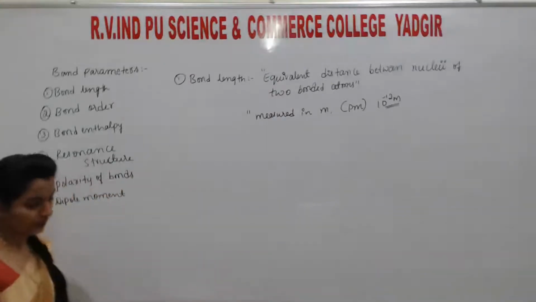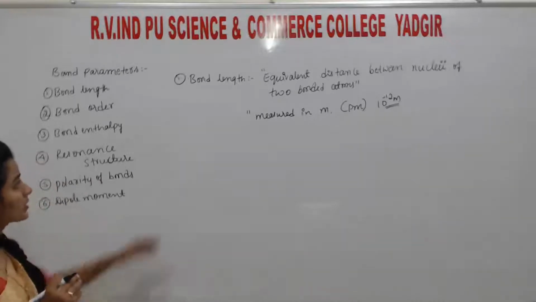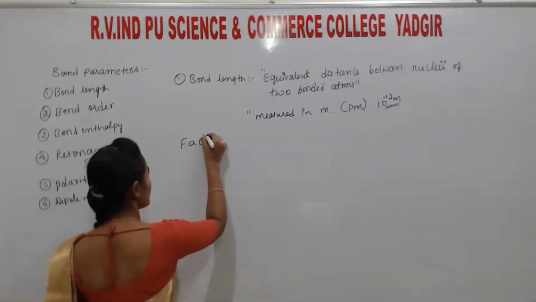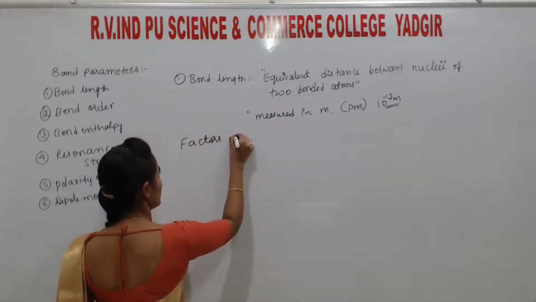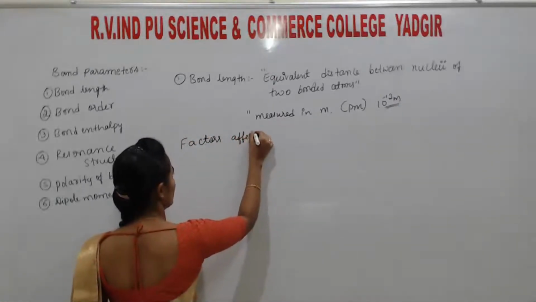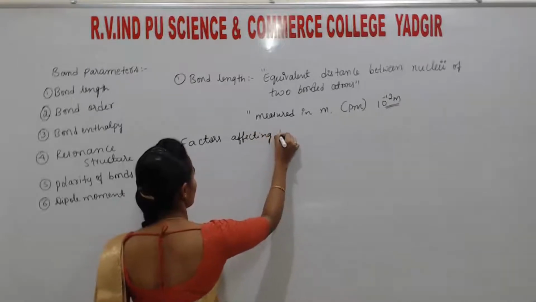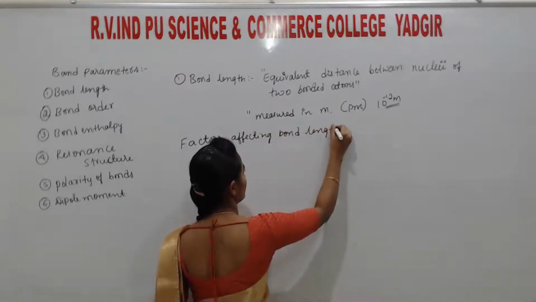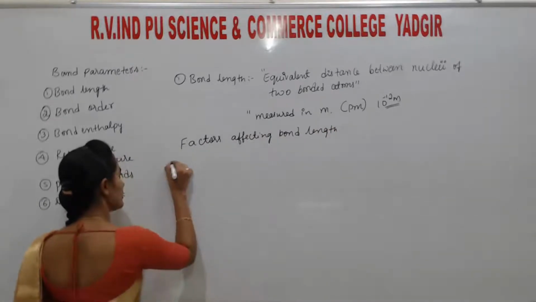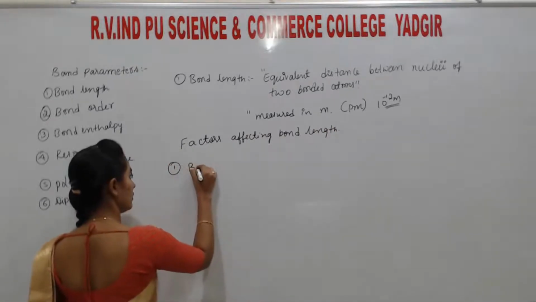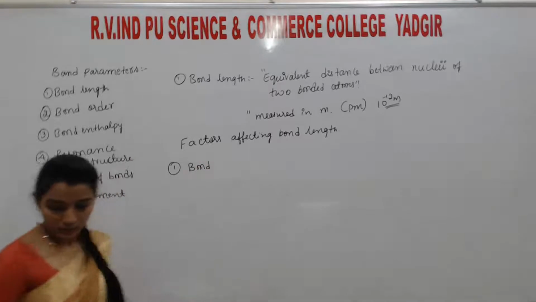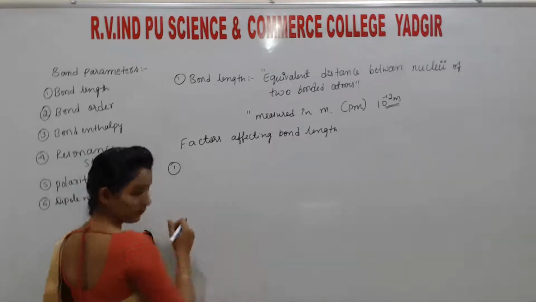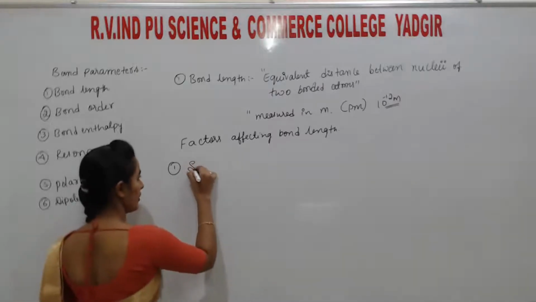Next, this bond length is affected by some factors. So let's discuss the factors affecting bond length. The first one is the size of an atom.